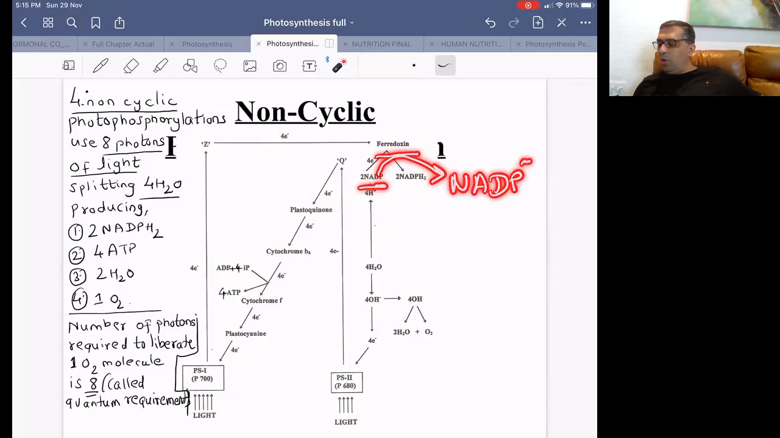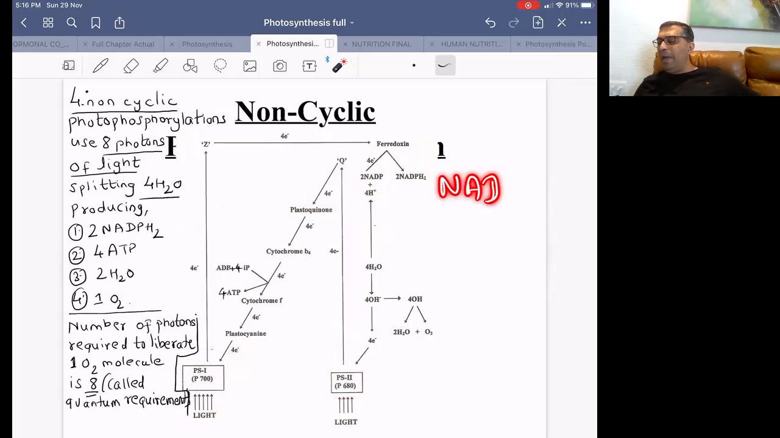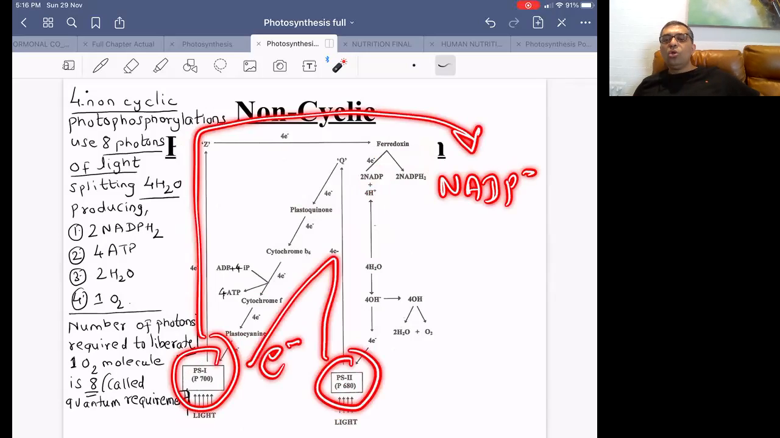So, PS2 का electron has gone to PS1 and PS1 का electron has gone to NADP and has become NADP minus. So, PS1 electron is with NADP and PS2 electron is with PS1. So, this is a non-cyclic process. अभी PS1 has got the electron from PS2 and come back to ground state. But PS2 is still in an ionized state.